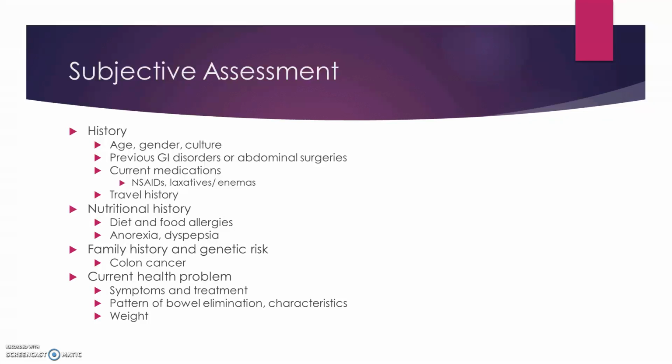What's the nutritional history? What's their diet? Any food allergies? Are they having any anorexia or dyspepsia? What's the family history? Do they have a genetic risk that they might be at for things such as colon cancer? What's their current health problem that brings them in? What are their symptoms? What have they done to treat it? What have they tried? How long has this been going on? What's their pattern of bowel elimination? What's their weight? Has that been stable?